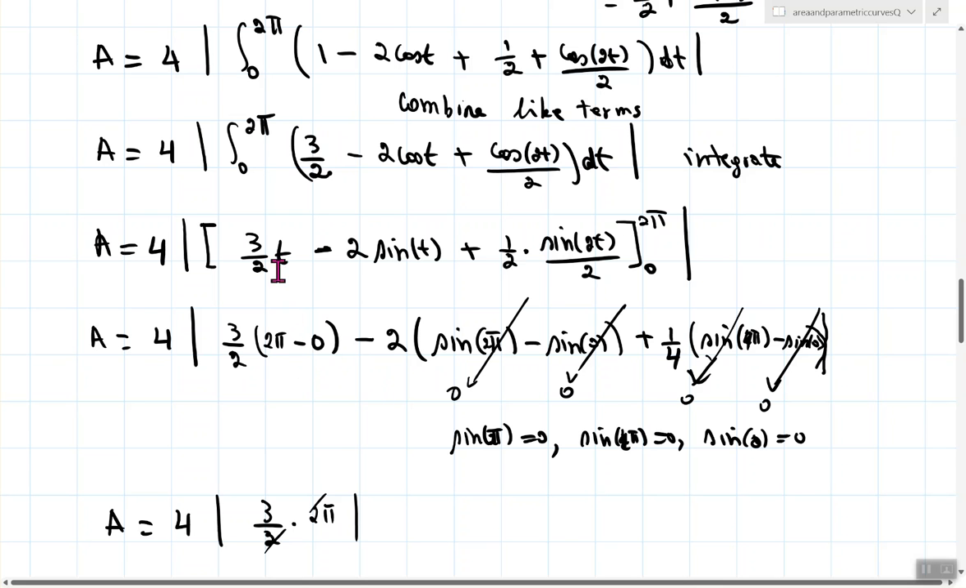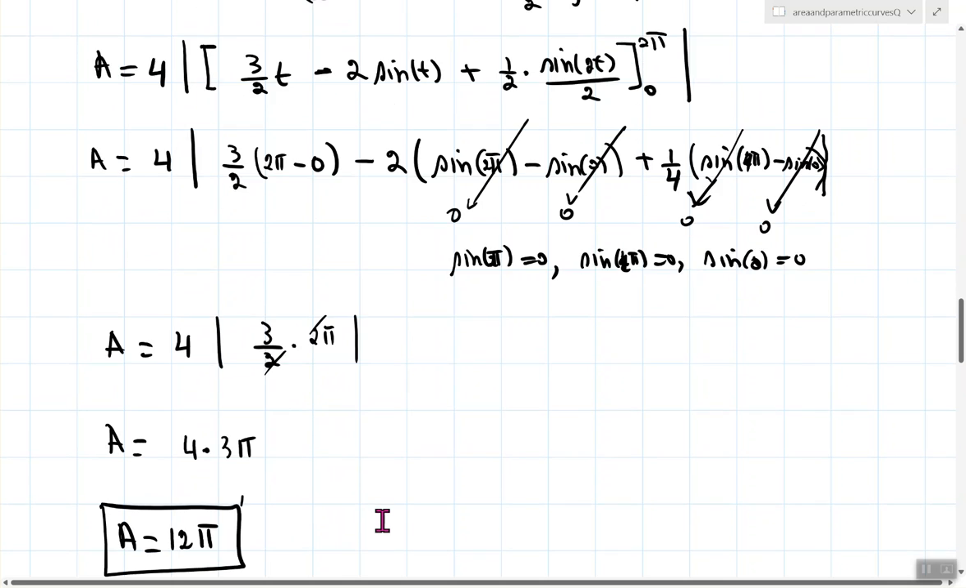So what I did was I evaluate each term. I evaluate the first term at 2 pi, and then minus the same term evaluated at 0. Same thing here, 2 times sine of 2 pi minus sine of 0, plus 1 over 4 times sine of 4 pi minus sine of 0. Sine of 2 pi is 0, sine of 0 is 0, sine of 4 pi is 0, sine of 0 is 0. So all of this gives us 0, except here you get 3 over 2 times 2 pi.